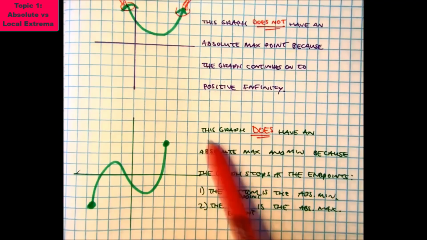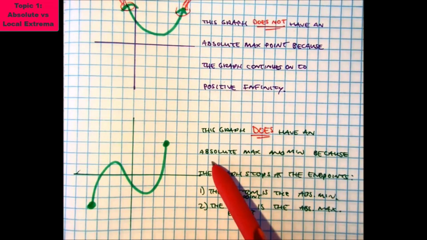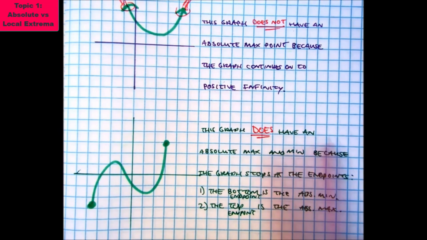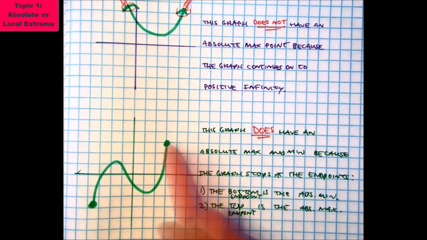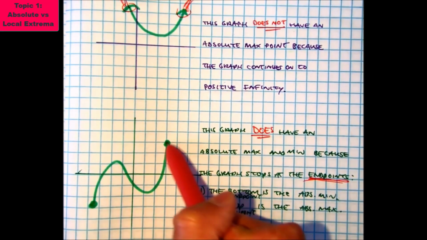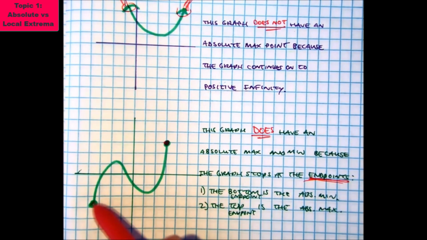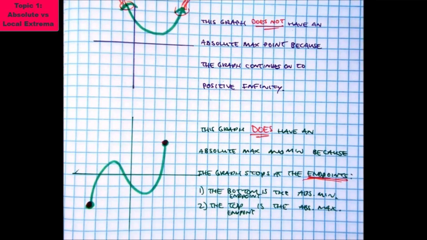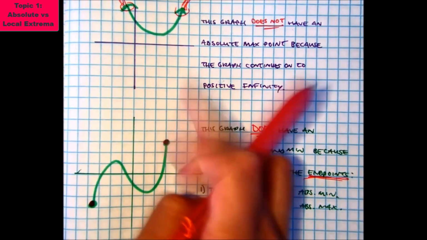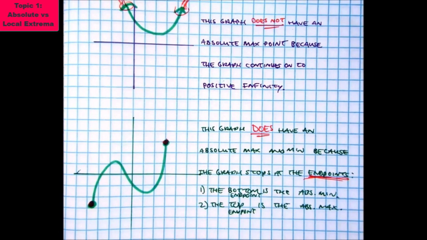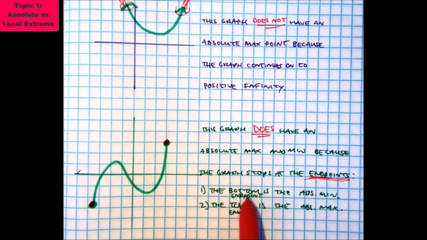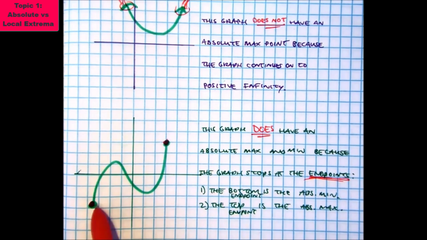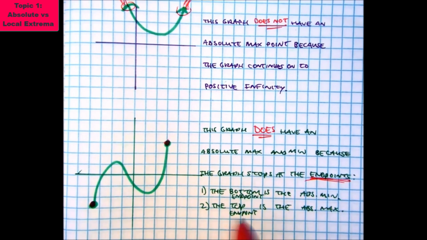This example here, this graph does have an absolute maximum and a minimum because the graph stops at the endpoints. You guys see these endpoints? This means the graph does not continue on forever. So the bottom endpoint is the absolute minimum. And the top is the absolute maximum.